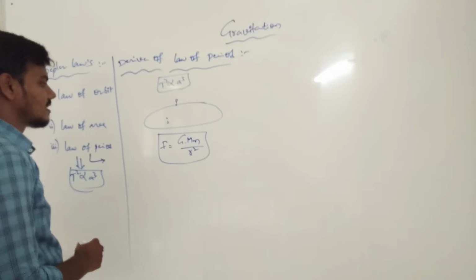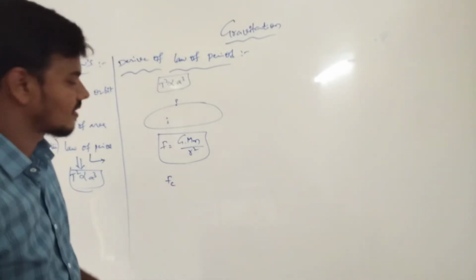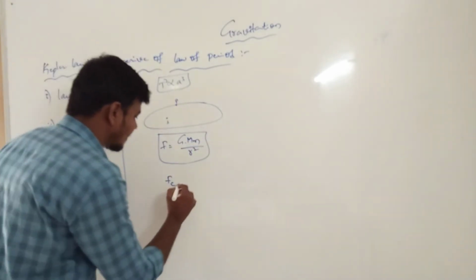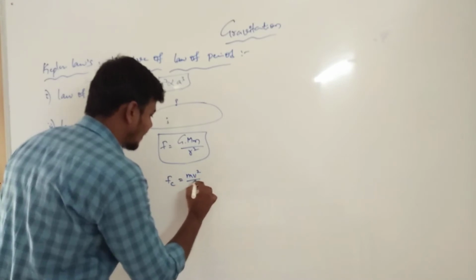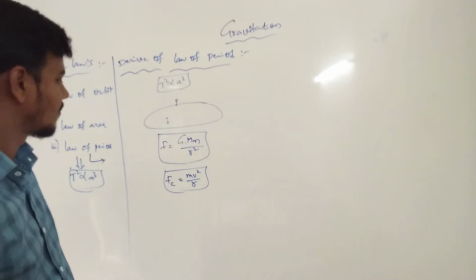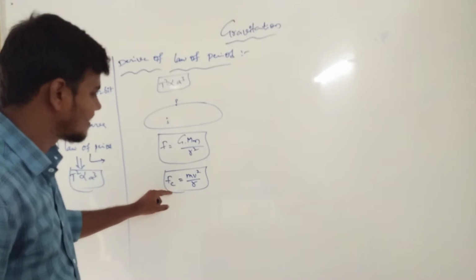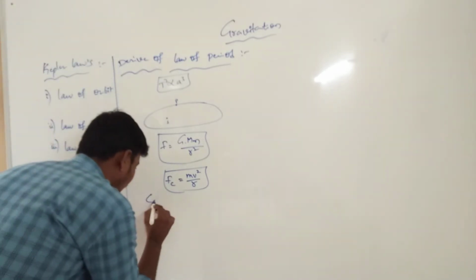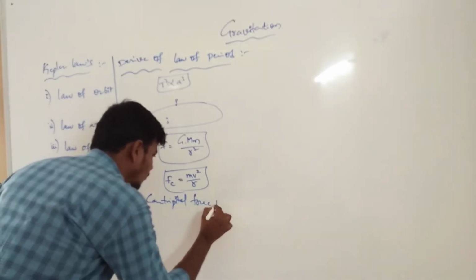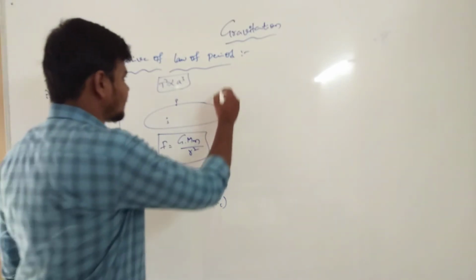Now all forces are applicable. Fc, where C means centripetal force, is applicable. The circumferential force we take as the centripetal force. Now Fc is equal to mv square by r. This is the equation. And the gravitational force F is equal to capital G, capital M, small m by r square. Centripetal force is equal to mv square by r.